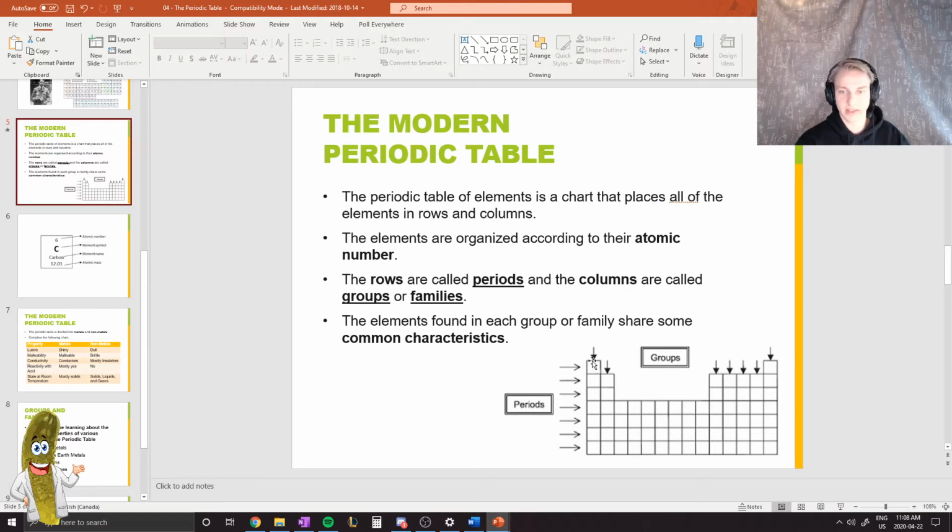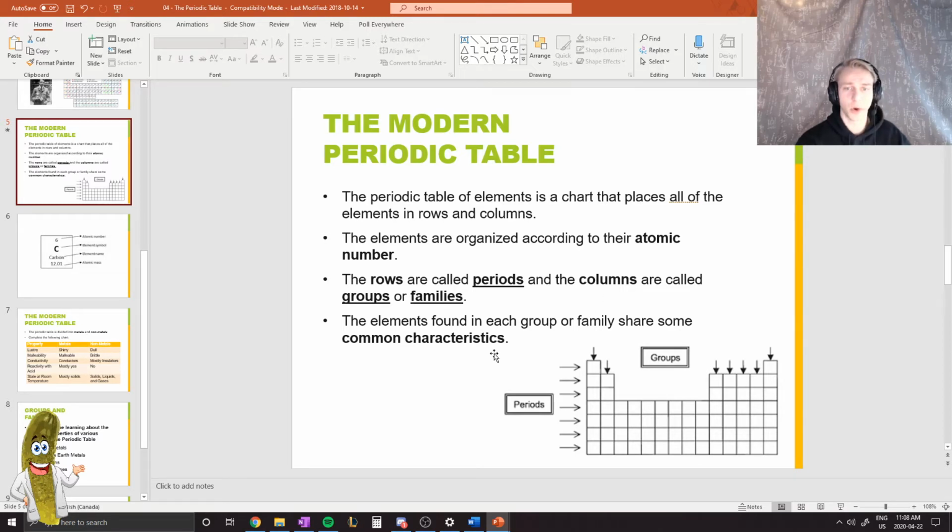So number 1 is in the top left hand corner here. Number 2 is over in the top right hand corner over here, and then it goes 3, 4, 5, 6, 7, 8, 9, and so on and so forth as they go through.